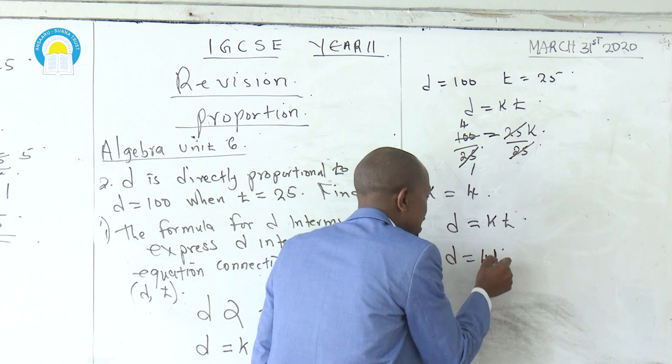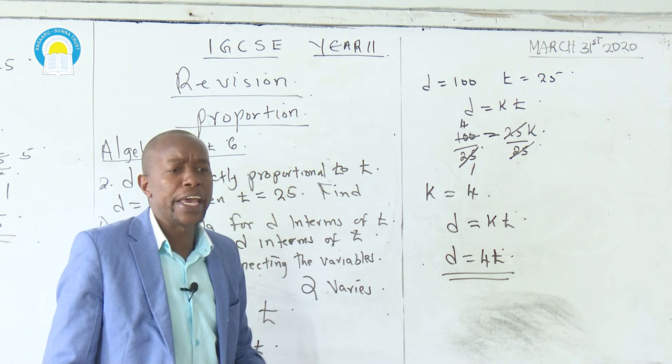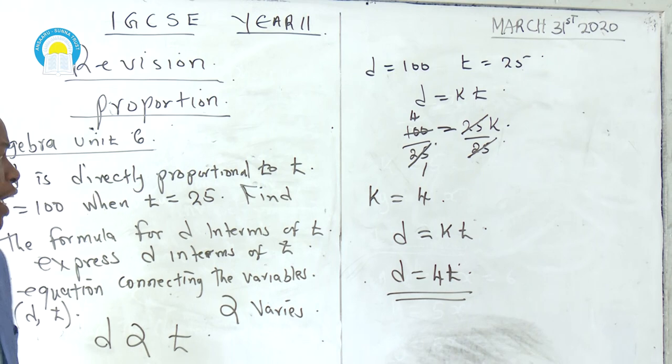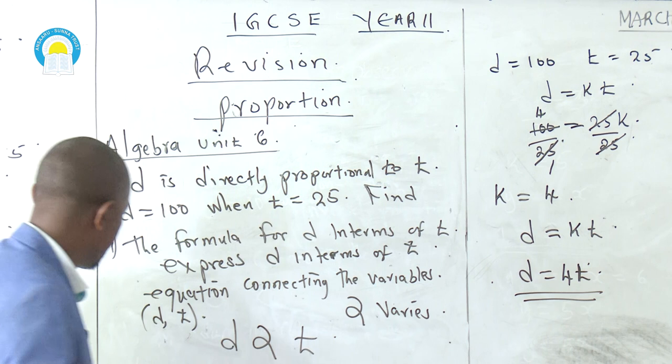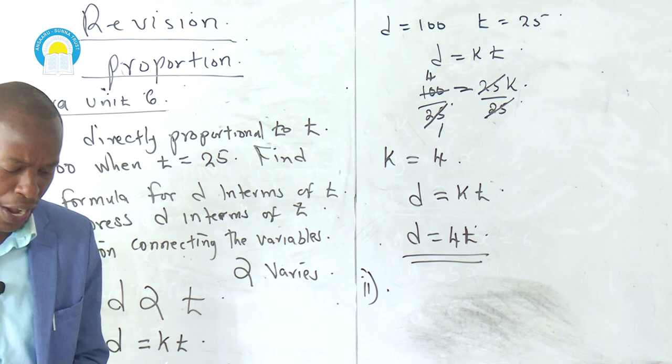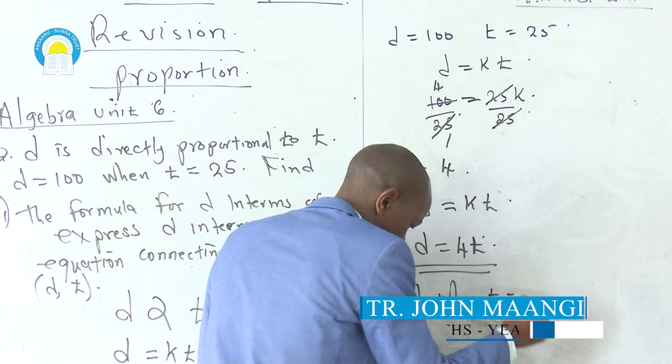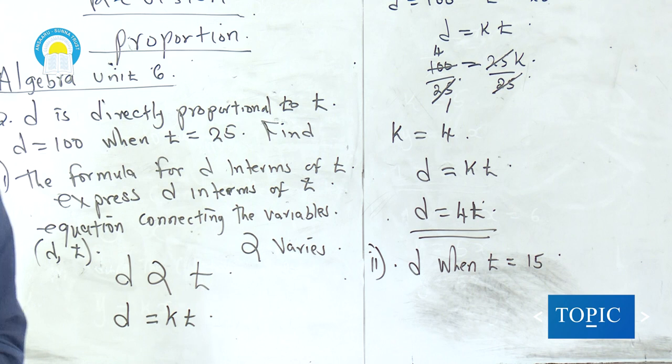Now, having found this formula, it will guide you to find other questions that will be asked. It will help you to work out the questions that can lead from the equation that you're given. Part B, part Roman 2 of the same question, you will be asked to find D when T is equals to 15.